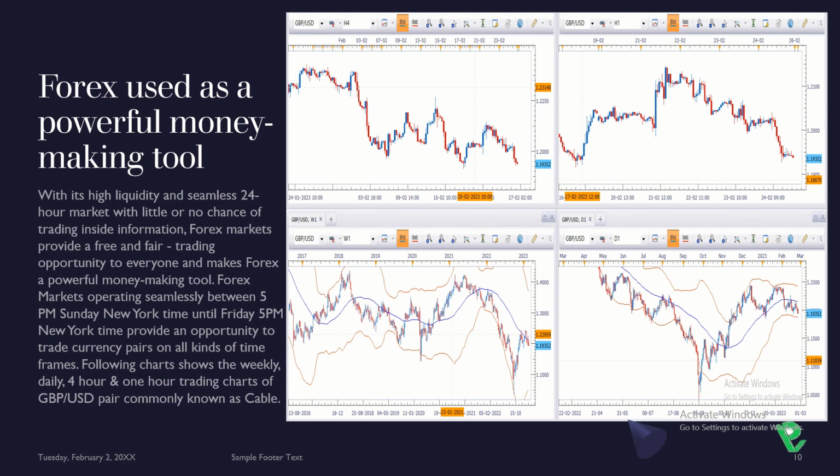Forex markets operate seamlessly between 5 p.m. Sunday New York time until Friday 5 p.m. New York time, providing an opportunity to trade currency pairs on all kinds of time frames. The following charts show the weekly, daily, 4-hour and 1-hour trading charts of the GBP/USD pair, commonly known as cable.